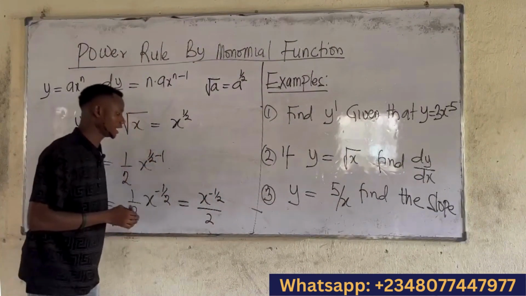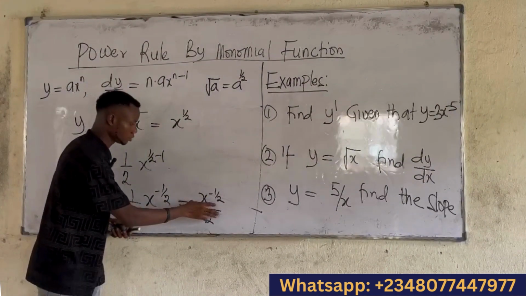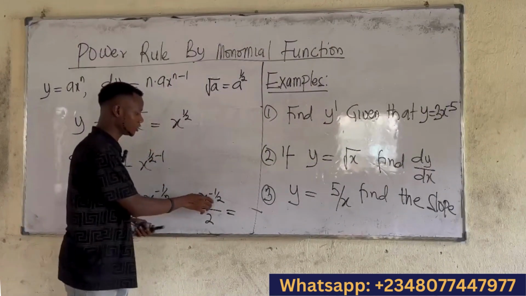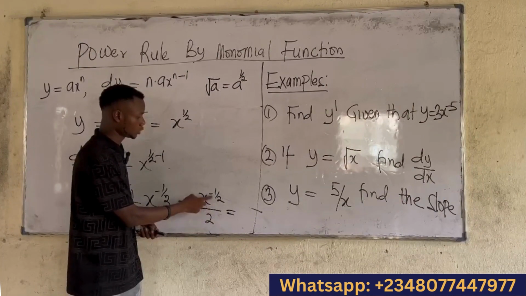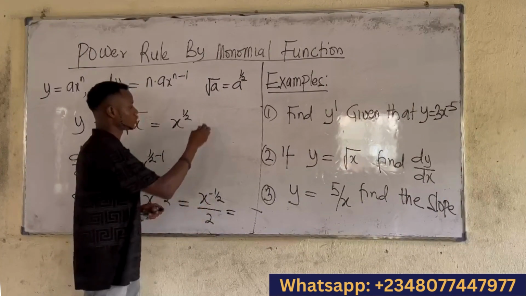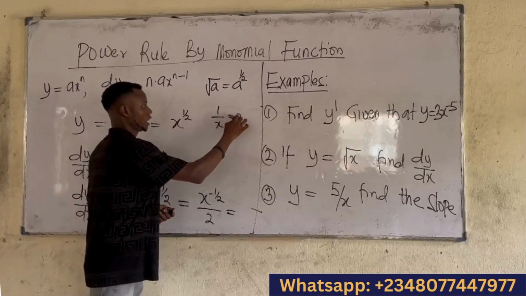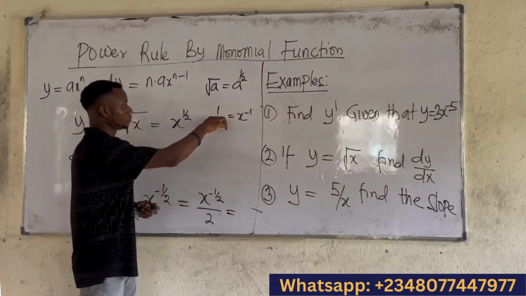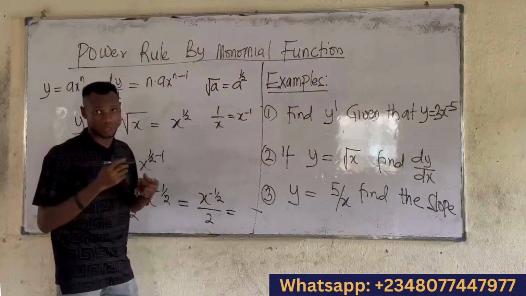Now making this positive is the same thing as taking it down to the denominator. Please take note. I want to make this minus positive. If I have 1 over s, in indices it is the same thing as s raised to minus 1. So anytime you are taking anything from denominator to numerator, the sign of the power will change.